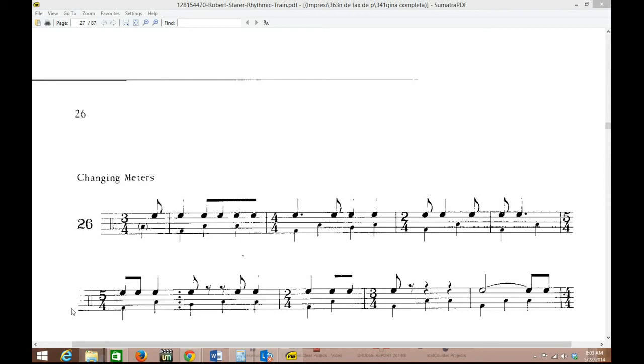All right, let's get our quarter note pulse going on. Remember, you can go faster or slower as long as your quarter note pulse is steady. You may also use a steady metronome in the background if you like.